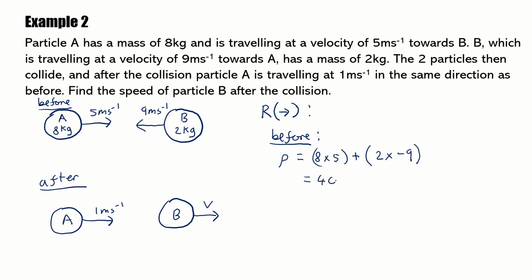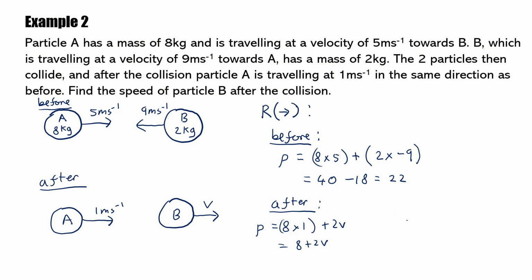So that's interesting because it means some of the momentums are effectively cancelling out with each other as part of this calculation. So we're ending up with 22 as the total momentum beforehand. So therefore, after the collision, now doing the calculation for that, we end up with 8 times 1, and then we're going to add on 2v. So therefore, we've got 8 plus 2v.